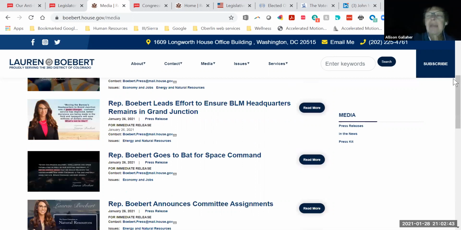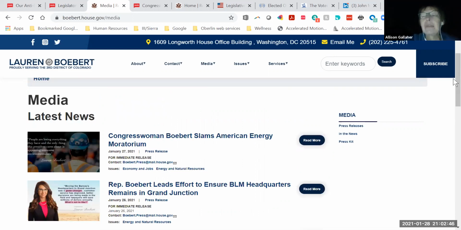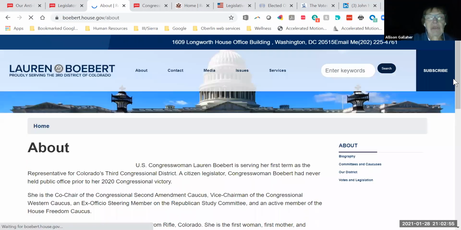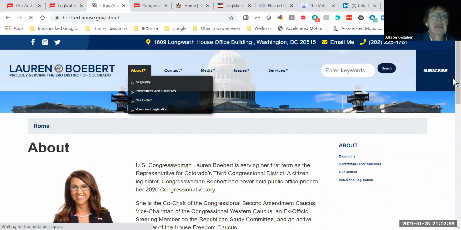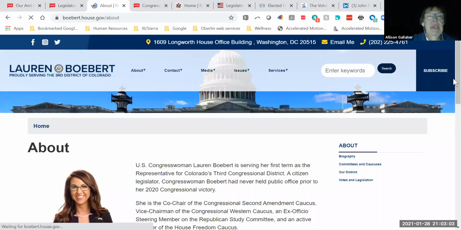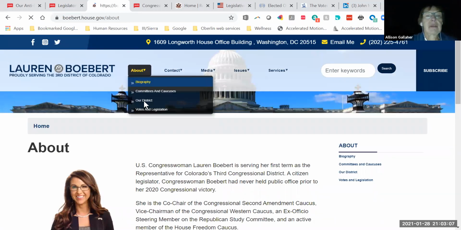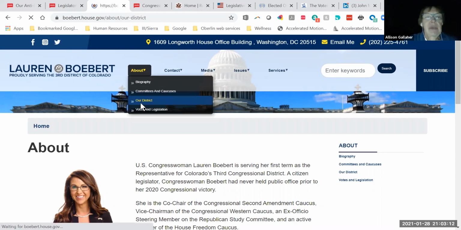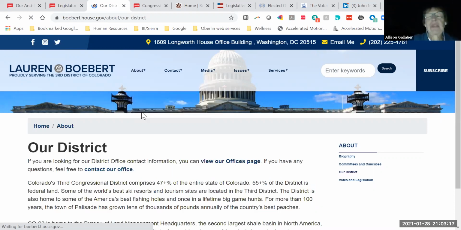There will also be a section about the district. On her page, it's under the About choice. So look at our district. My favorite thing about her district is that it's very well known for its peaches. Okay, for some reason, it's not really browsing to that page. Oh, here we go. Some of the country's best peaches come from there.